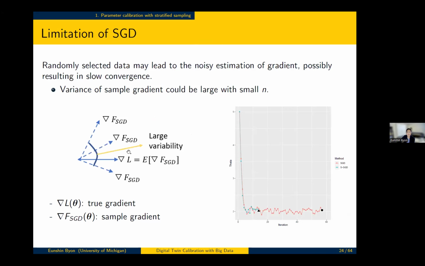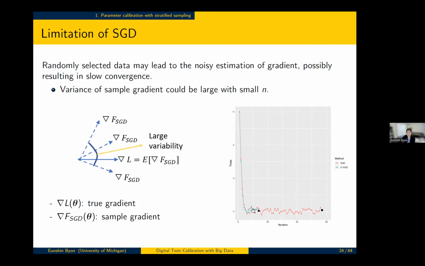However, the problem is when we choose the data randomly, we will have noisy estimation of the gradient. We studied this in the central limit theorem, right? So when the gradient is very noisy, then our convergence will be slow. So here, let's say gradient L is the true gradient, okay? But we choose the data randomly, so our empirical gradient could be very different from the true gradient. So in this case, our convergence in the SGD procedure takes time.